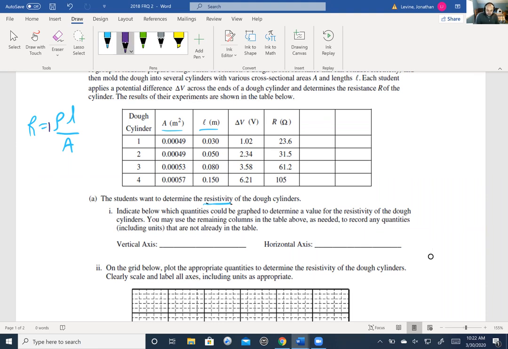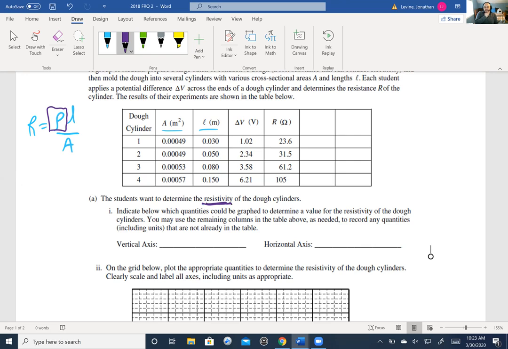So this is really the part right here. This is really what we're looking for. What measurements were made here? Well, L, A, and R, right? And it says indicate the quantities below, which could be graphed in order to determine the value of the resistivity of the dough cylinders. You may use the remaining columns in the table above as needed to record any quantities, including units that are not already in the table.